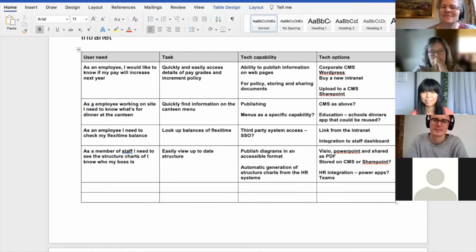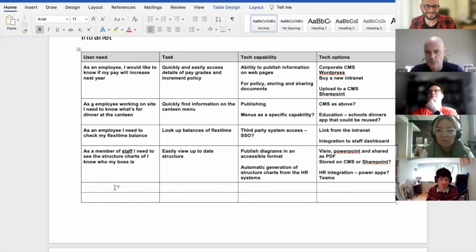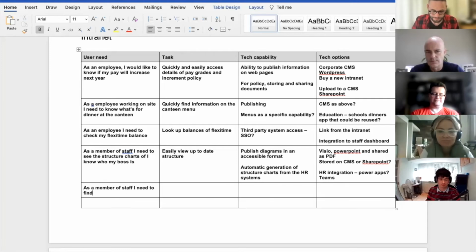I was thinking around training for employees, something around having a calendar integration and linking that to a booking system for training sessions. Yeah, absolutely. So as a member of staff, I need to find and book onto training. That means we need to provide a listing of training opportunities.